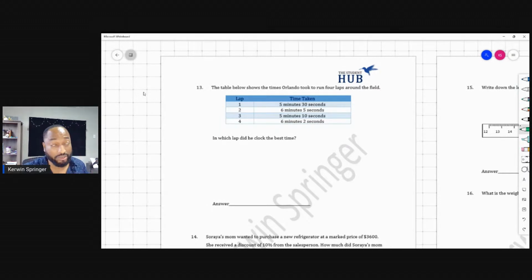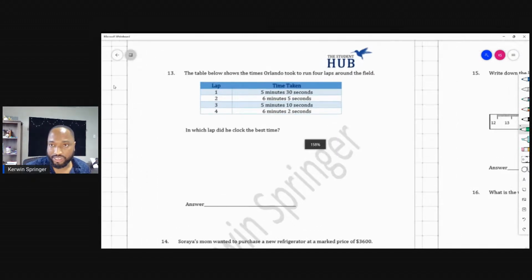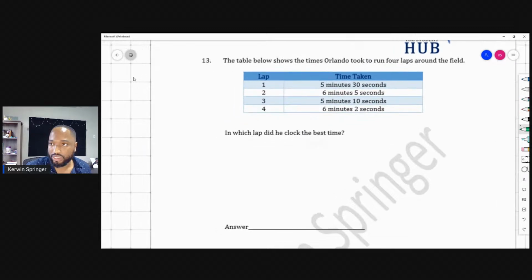We are at 360, some good numbers. The table below shows the times Orlando took to run 4 laps around the field. In which lap did he clock the best time? So best time in terms of running means the shortest time, right? If you're running, you want to go as short as possible.